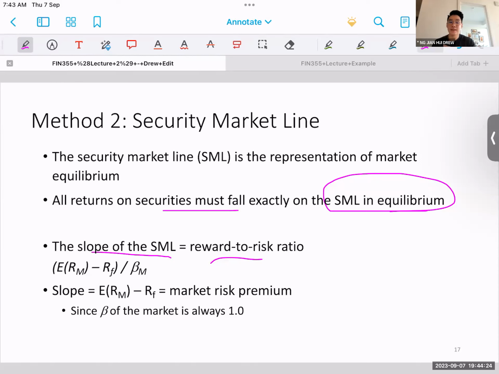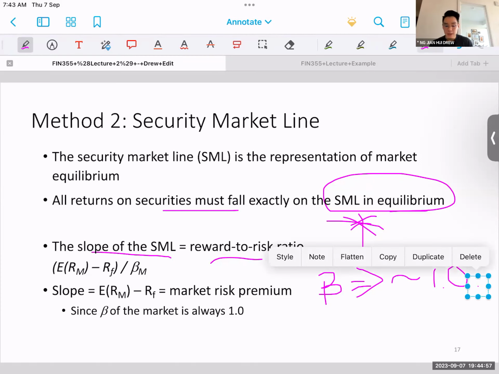What does this mean? This is a very important concept to understand. It means that if your security is in equilibrium, all of them will have the same gradient, because they all fall on the same line. Can you see it? So in terms of the beta, all security betas should tend towards 1.0, the market beta.